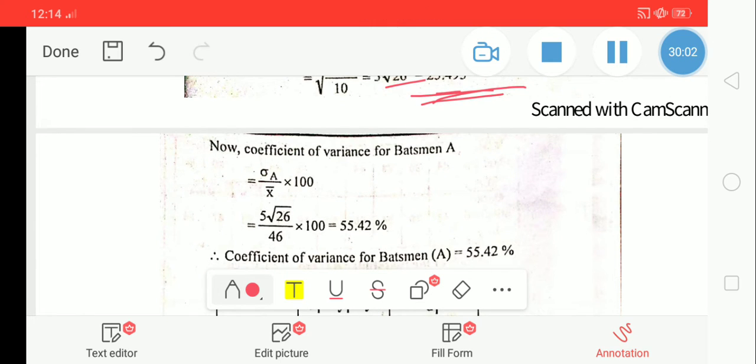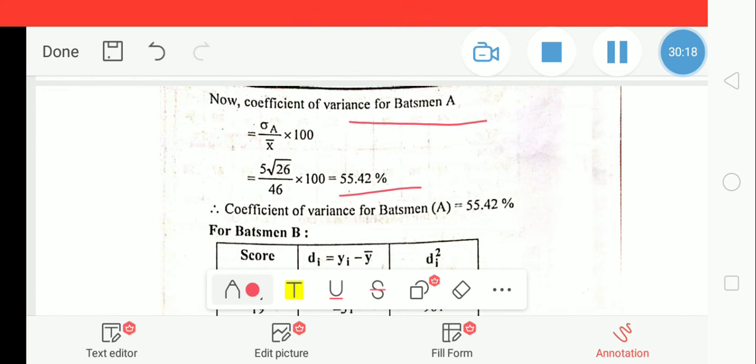Now the coefficient of variance of batsman A is sigma of A divided by the mean, that is 46. So 5 under root 26 divided by 46 multiplied by 100 is 55.42%. The coefficient of variance of batsman A is 55.42. अभी हमने batsman A का coefficient of variance निकाला.